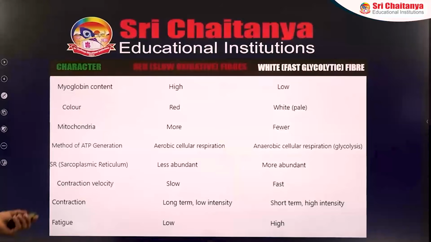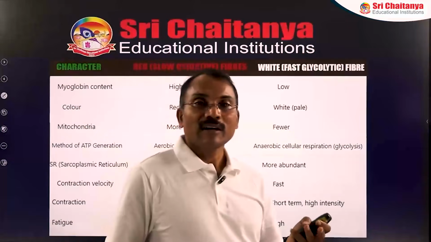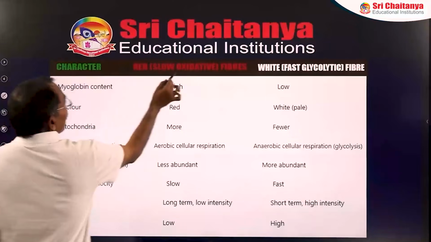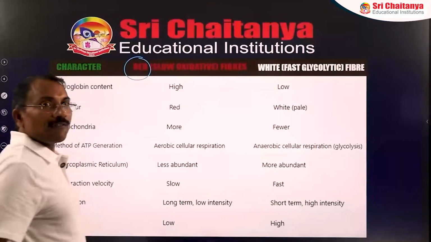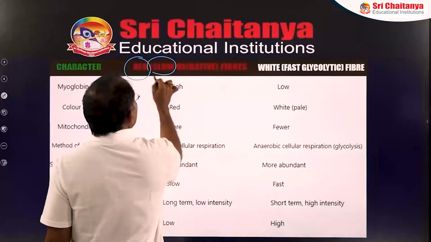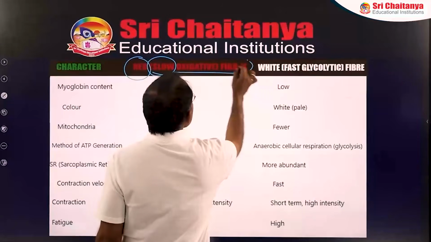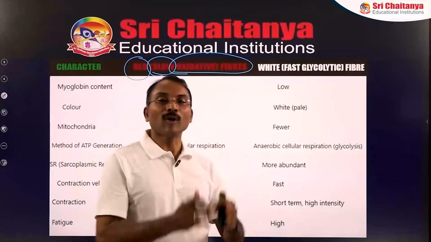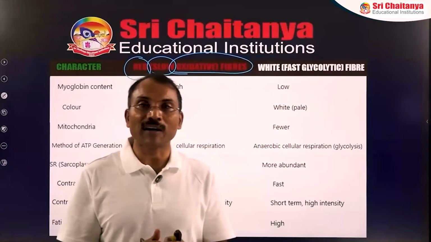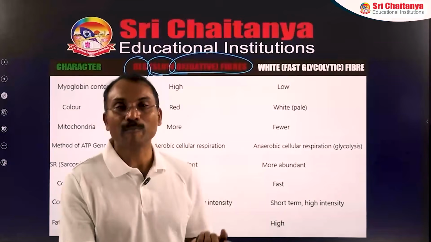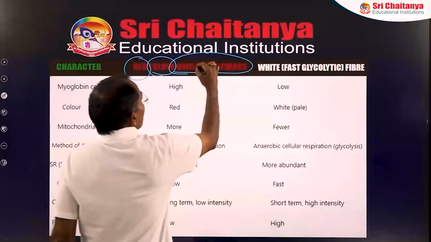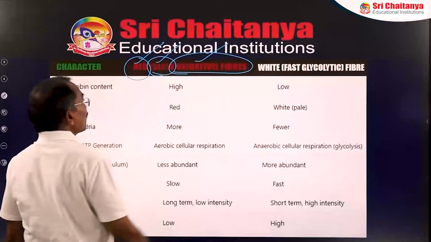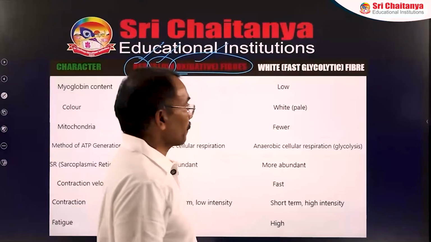Next topic, difference between red muscle fibers and white muscle fibers. Red muscle fibers are described as slowly contracting fibers, and these are oxidative fibers because red muscle fibers show aerobic metabolism as they contain more myoglobin as well as more mitochondria. These are described as oxidative fibers. They show slow contraction. They appear red in color due to the presence of more myoglobin.